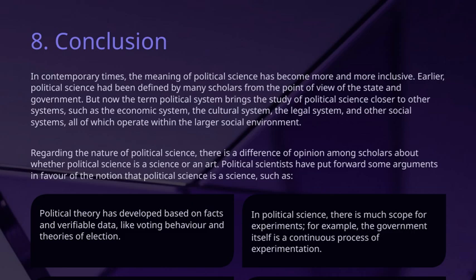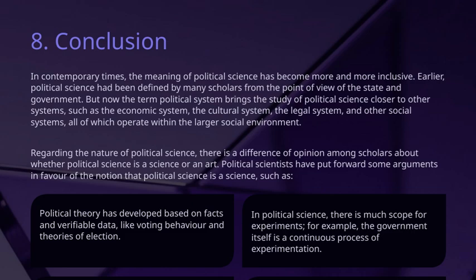On the other hand, some political scientists view political science as an art rather than a strict science. They argue that there's a lot of scope for experimentation, such as observing how governments function as continuous experiments. Broad conclusions can be drawn based on these observations, and political theory has developed based on verifiable data, like voting patterns and election theories.